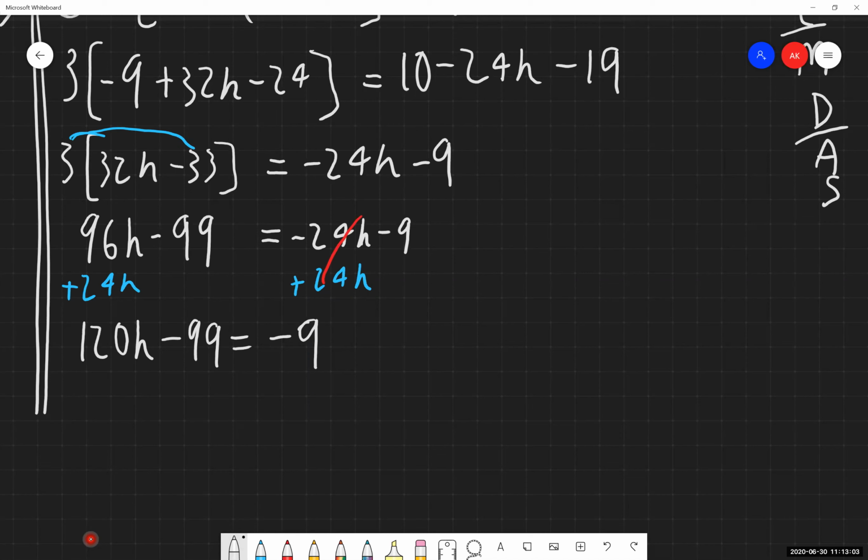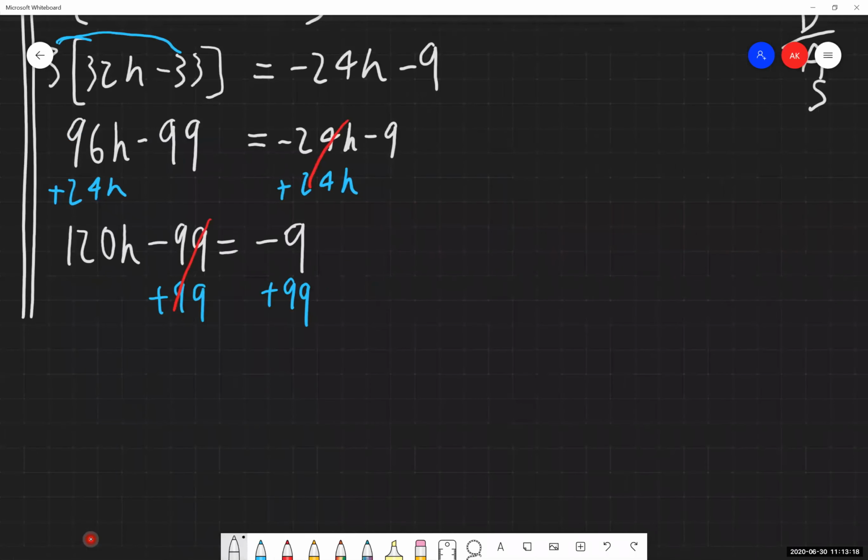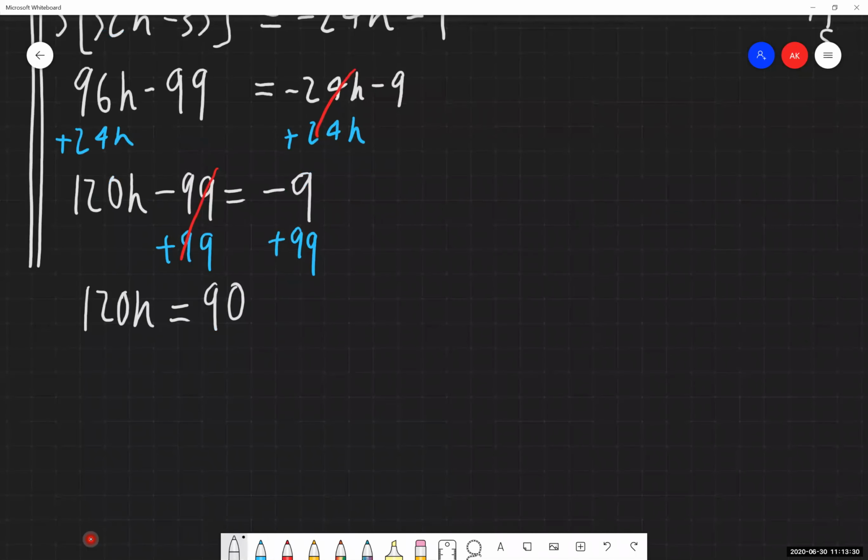So now that I have all the variable terms to one side, that's great. I want to get all of the constant terms to the other side. So I'm canceling those guys out there, and getting 120h is equal to 9 plus 9, that's going to be 90. And then I do not want 120h, I just want regular h, so I'm dividing both sides by 120. 120s cancel. Okay, h is equal to 90 over 120.